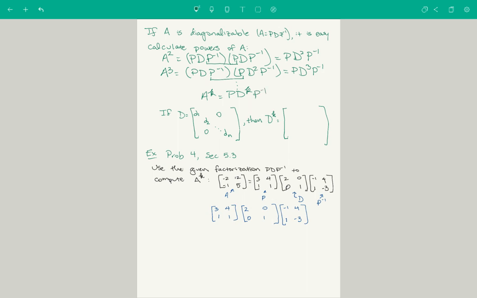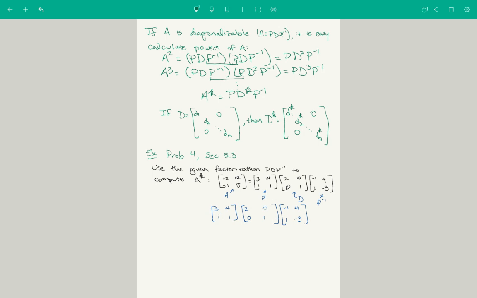Why is that nice? Well, that's nice because it's really, really easy to take powers of a diagonal matrix. With a regular matrix, if we wanted to take a power, we'd have to multiply it by itself that many times. But with a diagonal matrix, all we have to do is take the powers of each diagonal entry. And those are real numbers. That's really easy to do. So I can take every single diagonal entry, raise it to the Kth power, and zeros everywhere else, and that's going to be D to the K. So what this means is if A is diagonalizable, it becomes super easy to raise A to a power. And this is really helpful in a lot of applications.